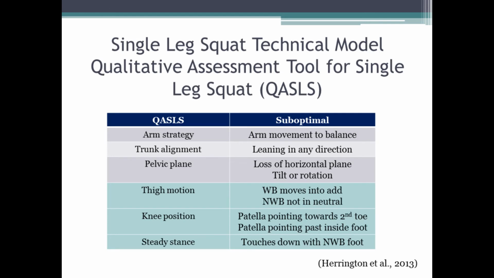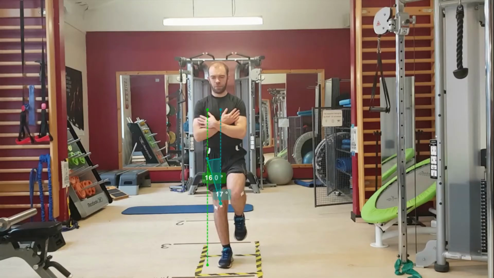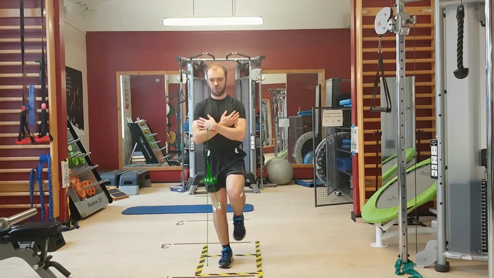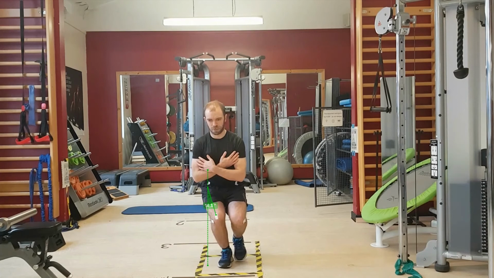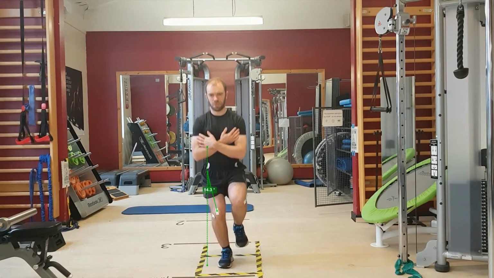For the single leg squat, I'll be using a technical model provided by Harrington et al. 2013. From the anterior viewpoint, the athlete stands with a large Q angle and knee valgus, which is 7 and 6 degrees more than ideal. Also, the athlete stands with the knee pointing towards the second toe, and as the athlete descends into the single leg squat, the knee valgus increases, which could place additional load on the knee ligaments during single leg dynamic activities.